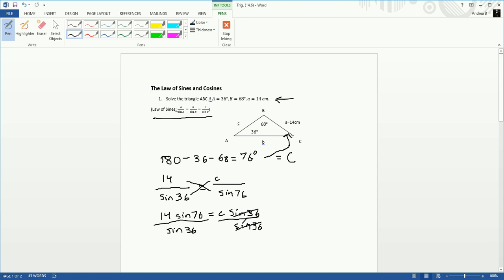And then depending on your calculator, depends on exactly how you would enter in that left side there. Once you do the 14 times sine of 76 over the sine of 36 there, you should get about 23.11. And then that would be in terms of centimeters, since that was one of your sides. So that would go up here, 23.11 centimeters for side C.